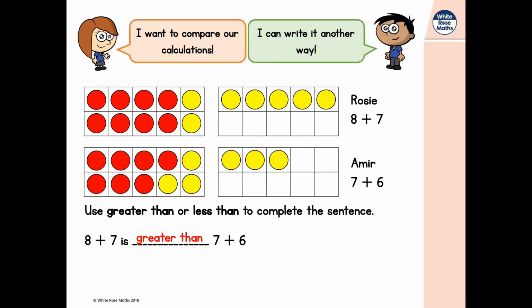Oh, Amir. Amir says, I can write it another way. Okay, Amir, go ahead. 7 plus 6 is less than 8 plus 7. Amir, you're right. We could think about it as 7 plus 6 is less than 8 plus 7. Well done, Amir. Well done, Rosie.